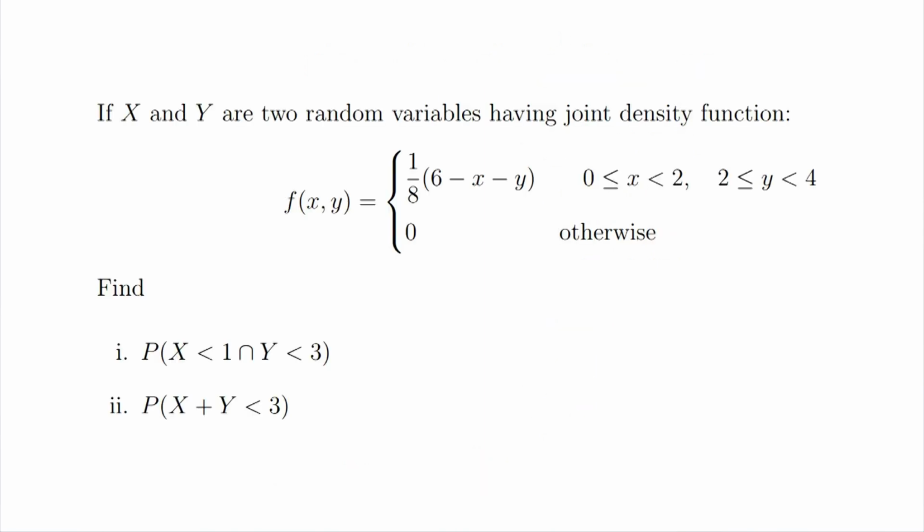If x and y are two random variables having joint density function f(x, y) = 1/8 (6 - x - y) in the range 0 ≤ x < 2, 2 ≤ y < 4, 0 otherwise. Find the probability of x < 1 and y < 3. Also, the probability of x + y < 3.